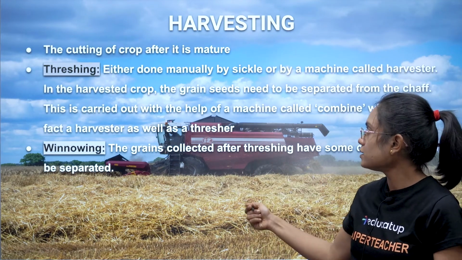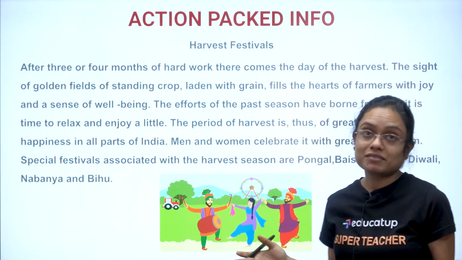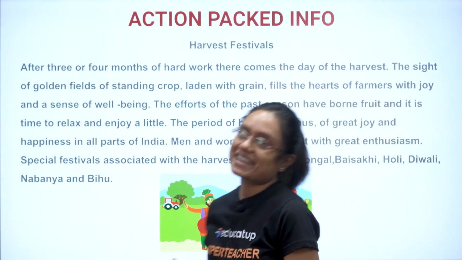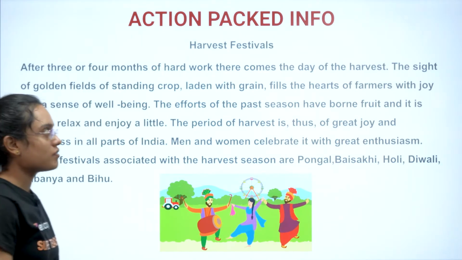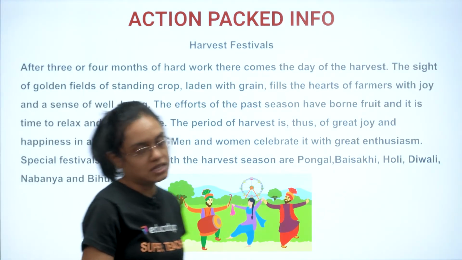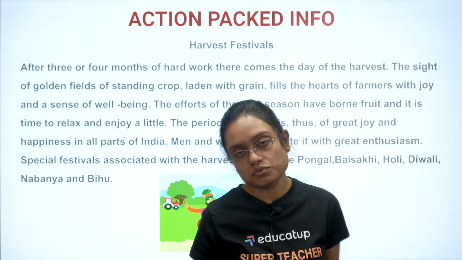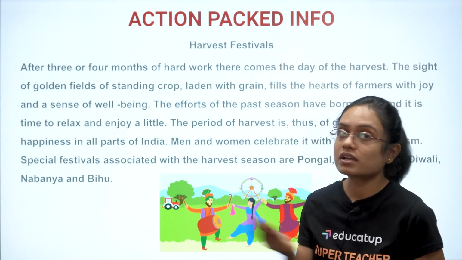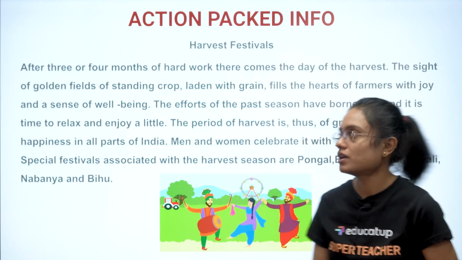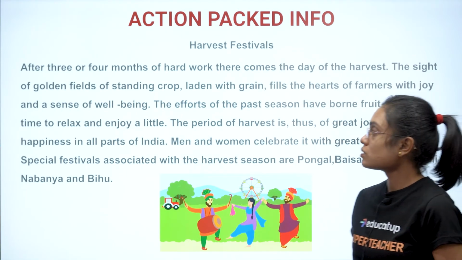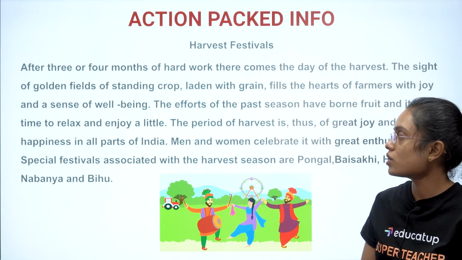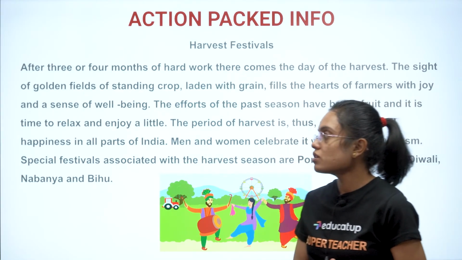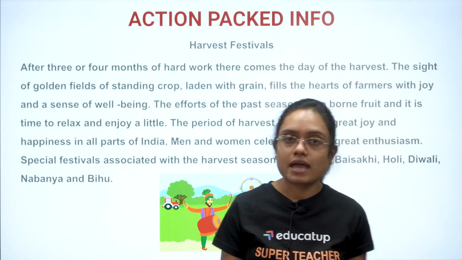Now let's move ahead. Action packed info guys, and something very nice to know. Harvest festivals. After 3 or 4 months of hard work, there comes the day of the harvest. That means 3 से 4 महीने किसी भी crop को grow करने में लगते हैं और फिर दिन आता है जिस दिन आप उसकी कटाई कर रहे हैं, आप उसे harvest कर रहे हैं. So the golden fields of standing crop laden with grain fills the hearts of farmers with joy and a sense of well-being. The efforts of the past are now, it's the time to relax and enjoy.